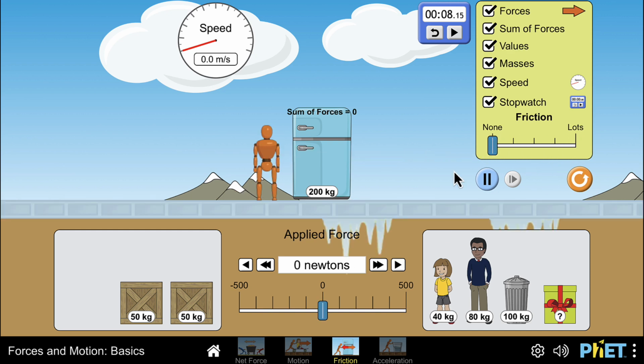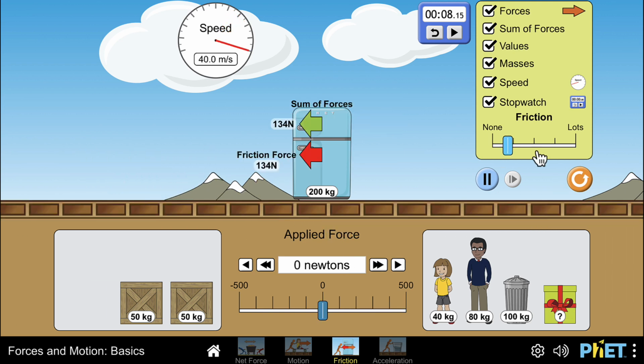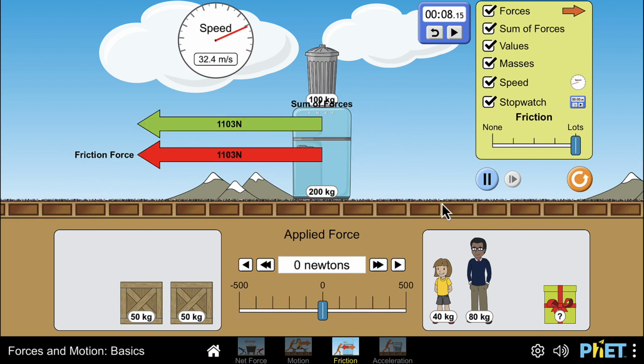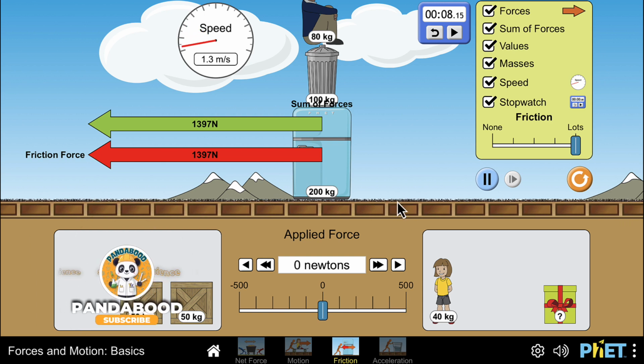Let's put it to the ice. Let's move this so fast, and you will see how much friction it was producing. When the friction was lots and it's 200 kilogram, I could add more. Ready? Let's see. Look at that. Look at that friction. 1397 friction because of the big mass you have and this rough surface.